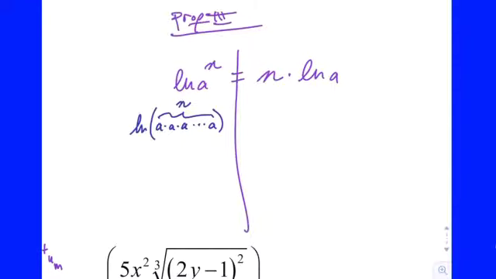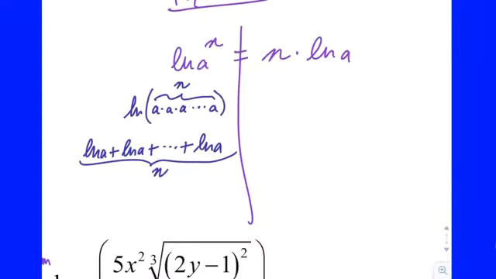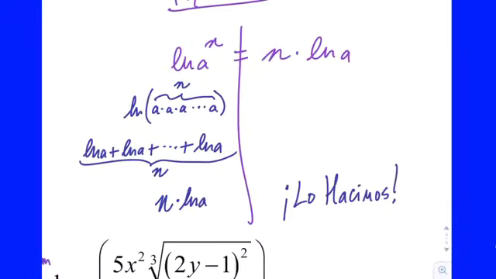Well, now I can use property 1. That's the natural log of a plus the natural log of a plus dot dot dot plus the natural log of a. And how many of those terms do I now have? I have n of them. And now if I have n of the exact same thing that I'm adding together, I can multiply it. So that's how many of them? N of those. And that's what the right side is. So we could say, lo hicimos. Okay? We did it. We proved it.